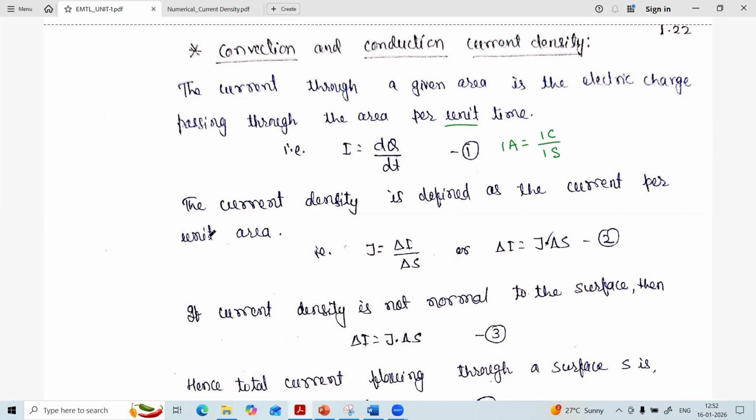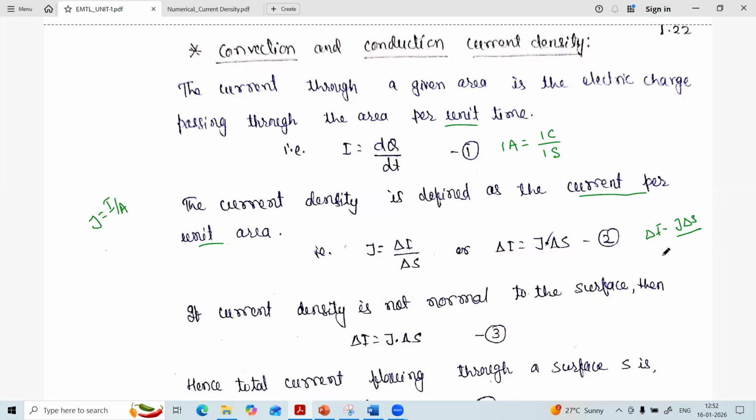Now here we have discussion about the current density. It is the current per unit area. So in general we write J equal to I by A. Here we are talking about the elementary or differential parts, on the basis of that we write J equal to del I by del S. So finally, in general, we can write del I equal to J into del S.